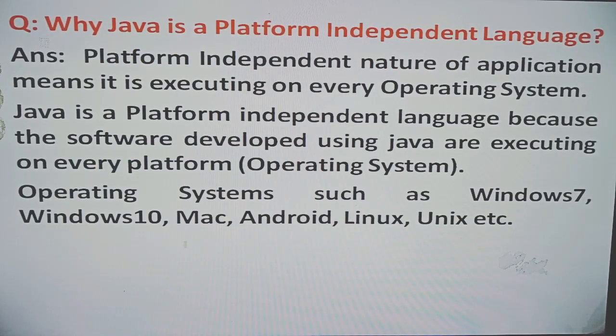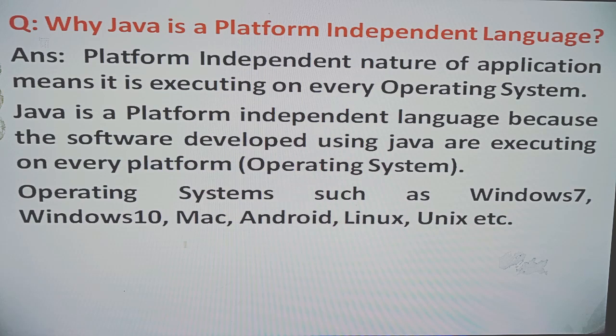Now next question is, why is Java a platform independent language? Platform independent means neutral for all operating systems, or able to execute on all operating systems. So the platform independent nature of an application means it is executing on every operating system. So Java is a platform independent language because the software developed using Java executes on every operating system.